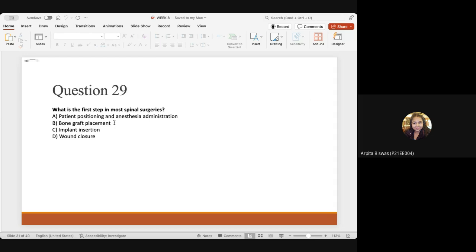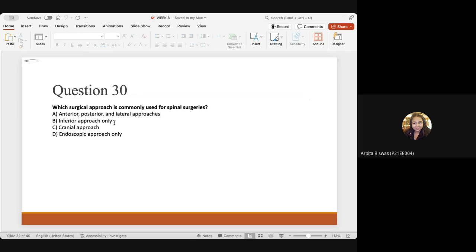Option B is the bone graft placement, option C is the insertions, and option D is the wound closure. So please go through the question carefully and try to find out the right option. So the right option is option A, patient positioning and anesthesia administration. So next we move to question number 30.